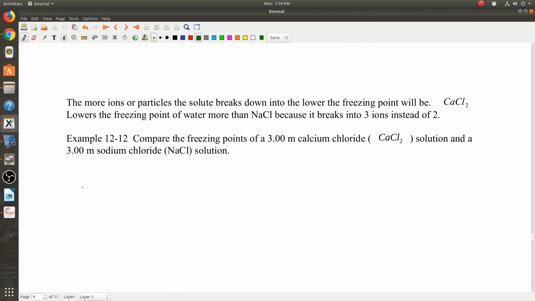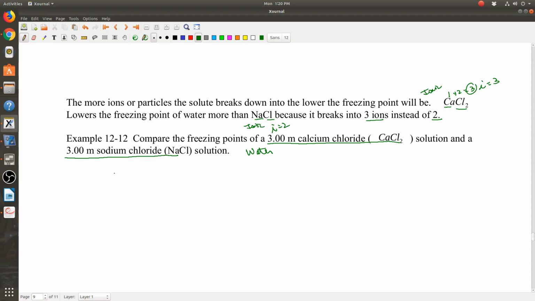The more ions or particles a solute breaks down into, the lower the freezing point will be. Calcium chloride, that would be ionic, so it lowers the freezing point more than sodium chloride, which is also ionic, because calcium chloride has 3 ions instead of 2. See, 1 calcium plus 2 chlorines, that's a 3. So the i is equal to 3, so it's going to multiply everything by 3. Here the i is equal to 2. It's only multiplying everything by 2. So we're going to compare the freezing points of a 3 molal calcium chloride solution and a 3 molal sodium chloride solution, and both of them are in water. So all we're going to do here is just compare the freezing points of these, okay?